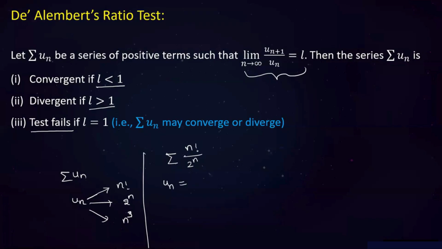What is the nth term here? As you can see here, this is n factorial divided by 2 to the power of n. This is the nth term. As you can see, these kind of terms here, I'm just trying to proceed with ratio test.